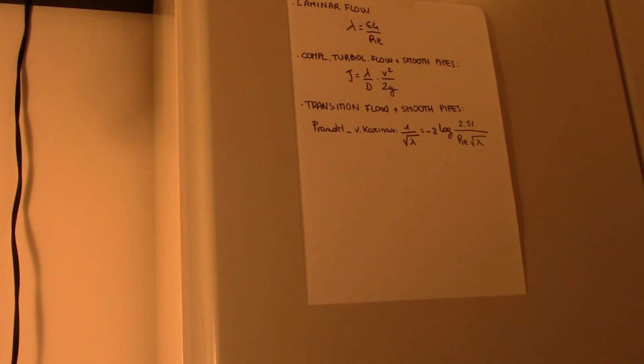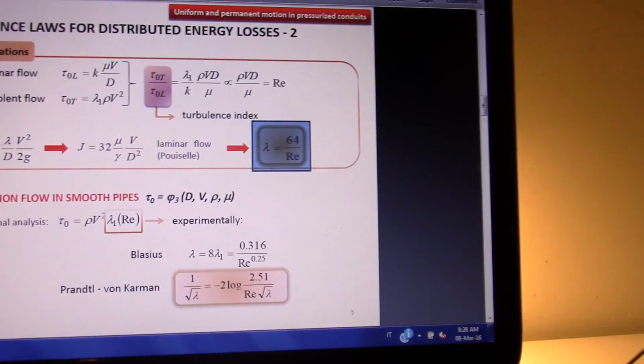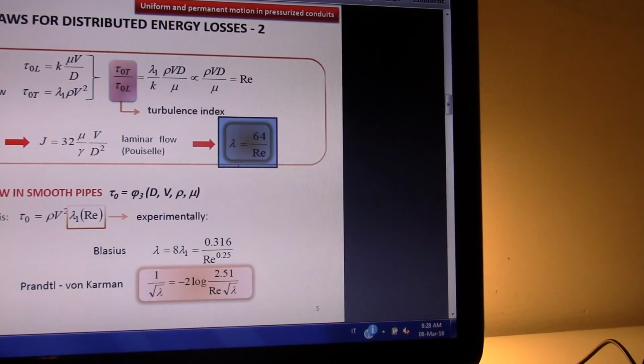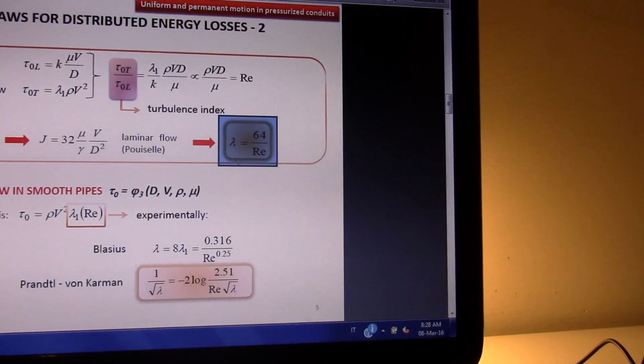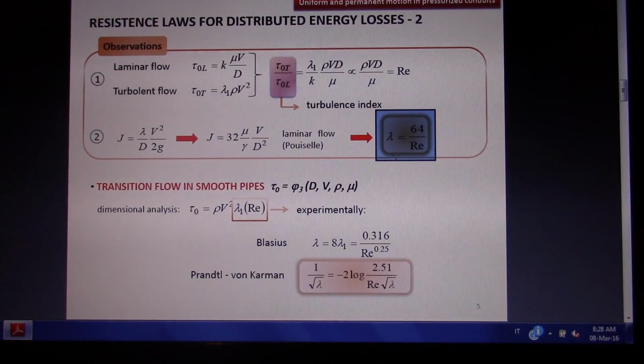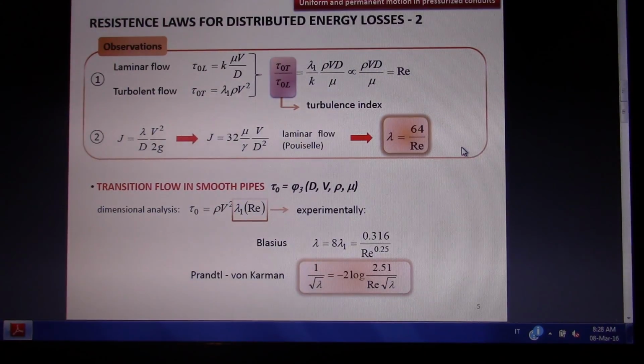Alright, so let's try to go on and see what happens if you want to consider the presence of the roughness inside your pipe.